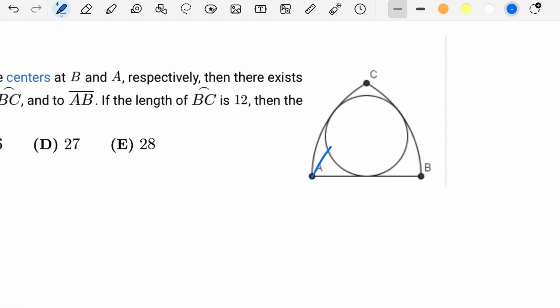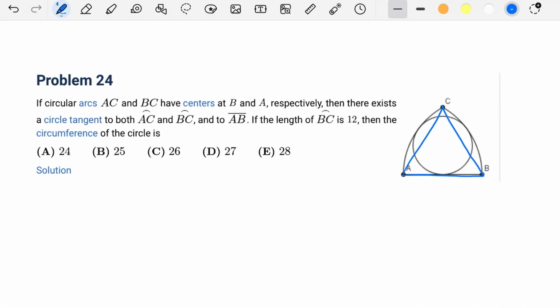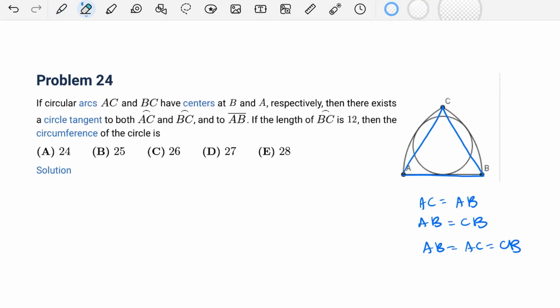First, we can connect these points, and we get an equilateral triangle because we know that AC equals AB. They're both radii of the circle at A. And AB equals CB. They're both radii of the circle at B. So therefore, AB equals AC equals CB, and we have an equilateral triangle.